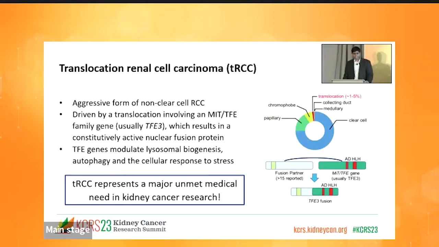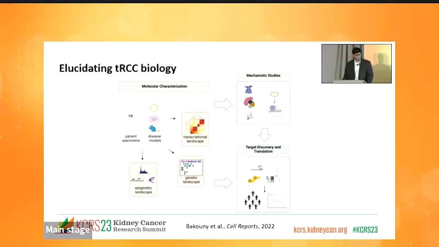But in the TFE rearranged cancers, these rearranged fusion proteins are constitutively active and constitutively nuclear, and that drives the disease. So importantly, the current therapies that we have for other subtypes of kidney cancer tend to be less effective in TRCC. And so this represents a major unmet need in kidney cancer research.